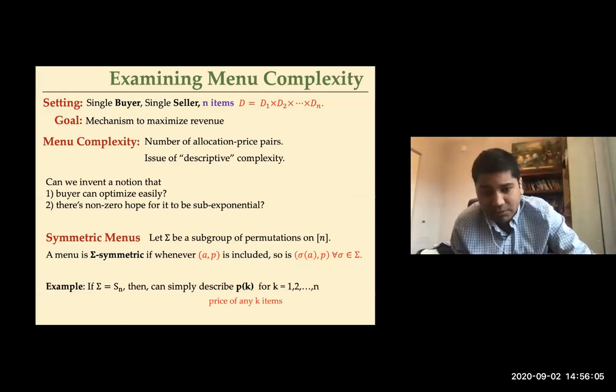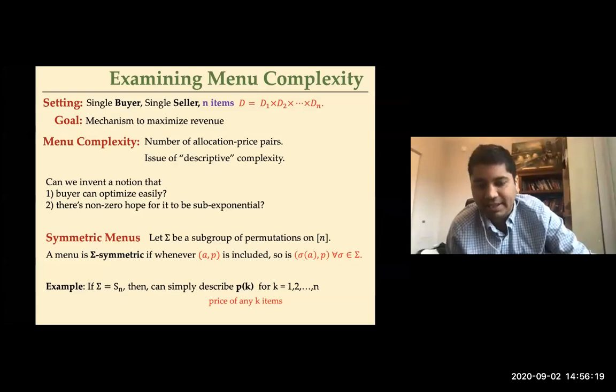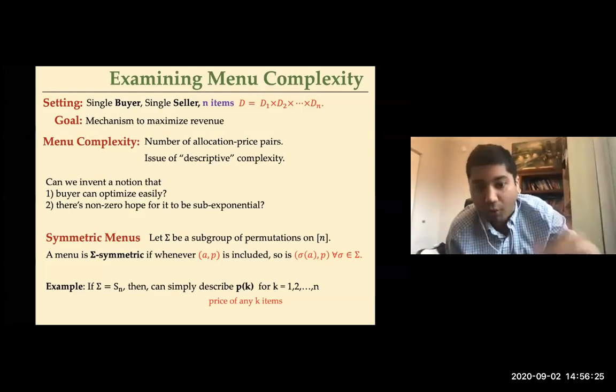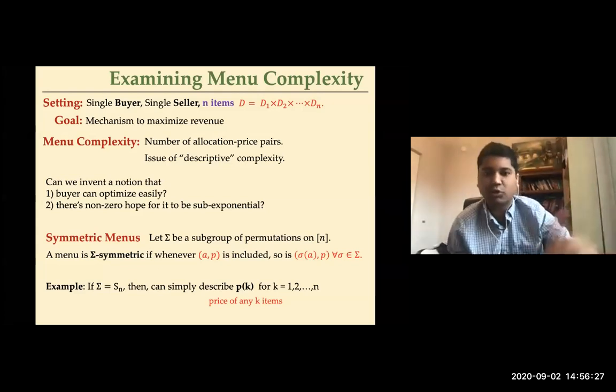As I said, a menu is just a list of allocation, price pairs. Let sigma be a subgroup of permutations of n elements. I'm going to call a menu symmetric if whenever a comma p is included in the menu, then so is any permutation of a and p for all possible permutations in this group sigma.